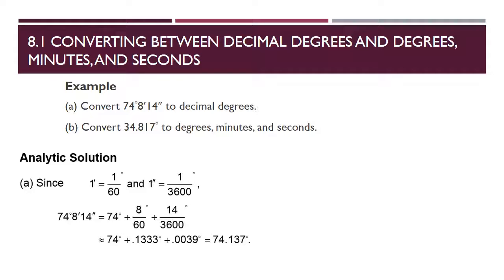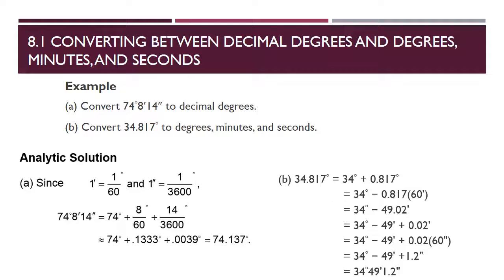So for part A, what we're going to do is 74 plus 8 over 60, that's the minutes, plus 14 over 3,600, that's the seconds. And you just add all those together and you get about 74.137. B is a little trickier. What you do is you separate it into 34 plus 0.817.